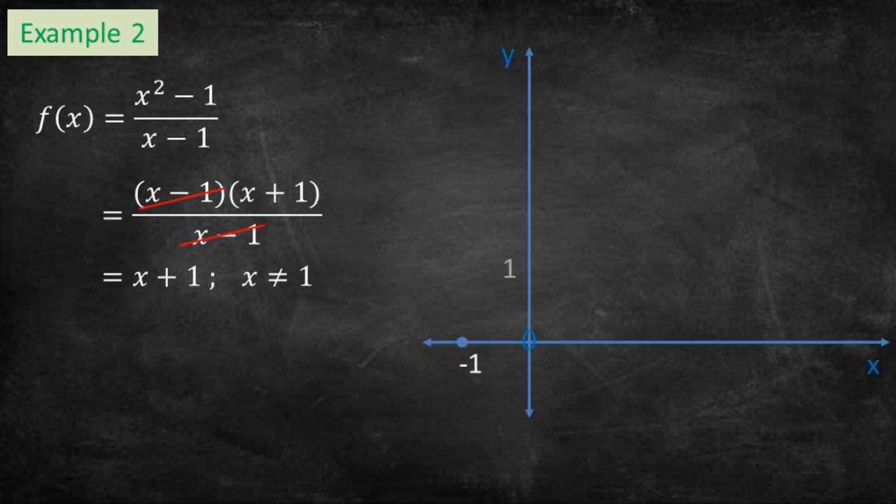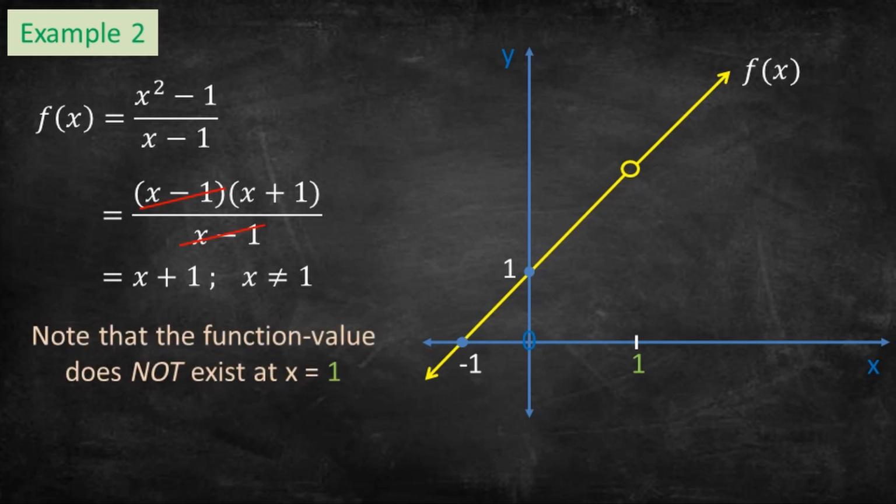So this is a straight line graph passing through negative 1 and positive 1 on the x and y axes respectively, but the graph has a hole in it at x equal to 1. In other words, the function value does not exist at x equal to 1.